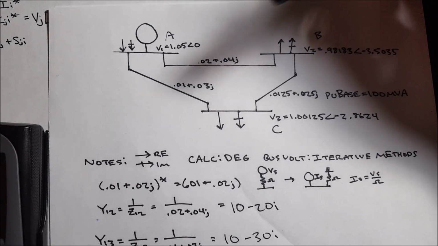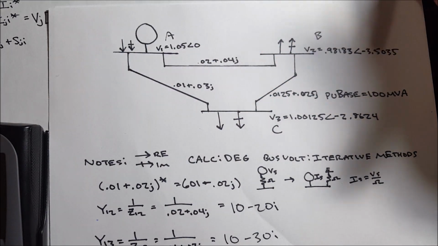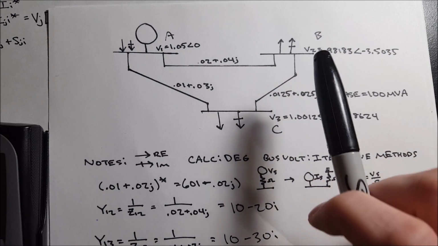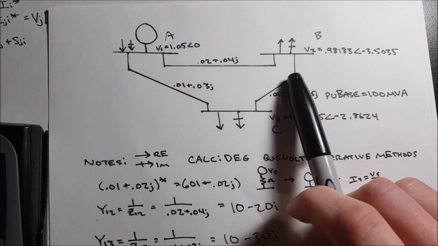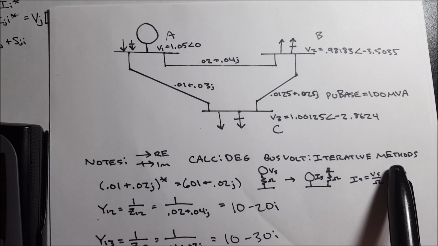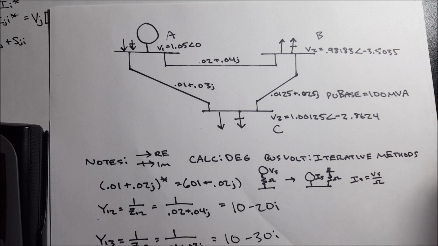I'm going to be going over an example of a 3-bus power flow analysis. I have the voltages given. If the voltages are not given in an example that you're looking for, you want to use iterative methods. I'm not going to be going over that because there are pretty good tutorials already that cover that.